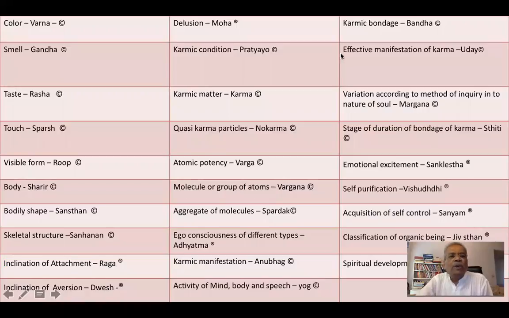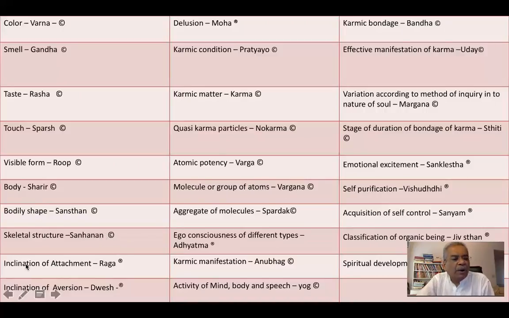So now we come to the same past figure that we had. Color is a color etc. state. Smell is a color etc. state. Taste is a color etc. state. Touch is a color etc. state. Visible form, color etc. Body is a color etc., meaning matter. Body shape is matter.